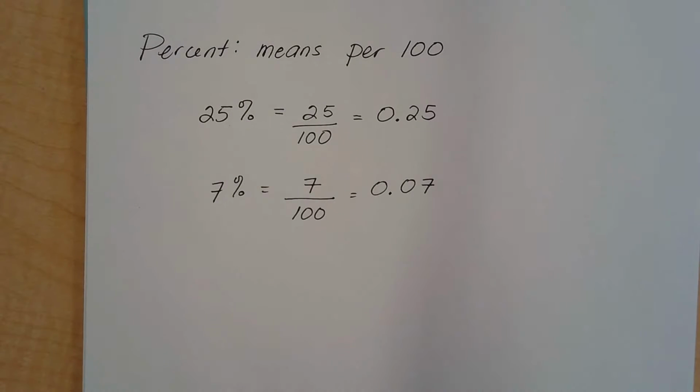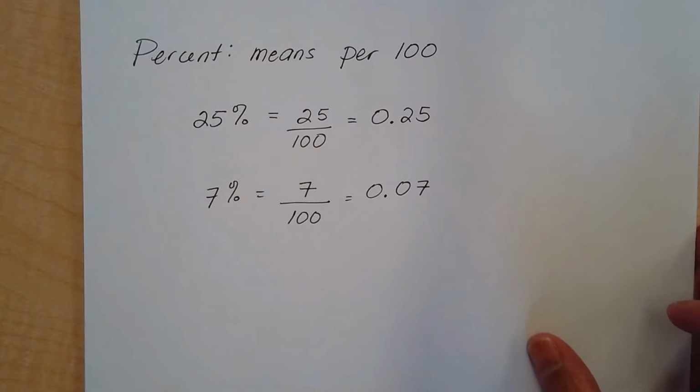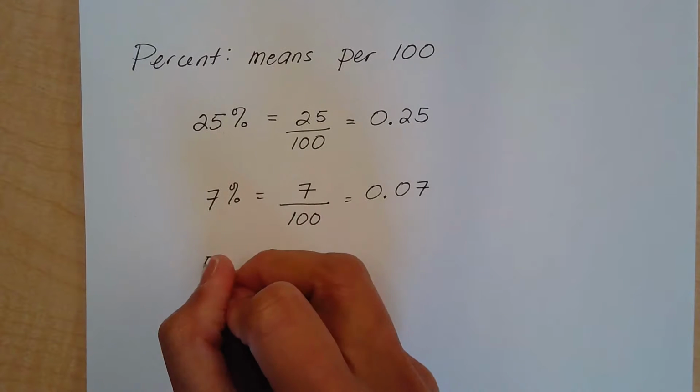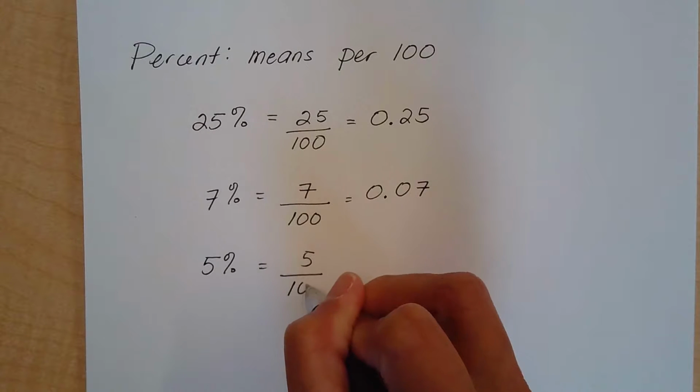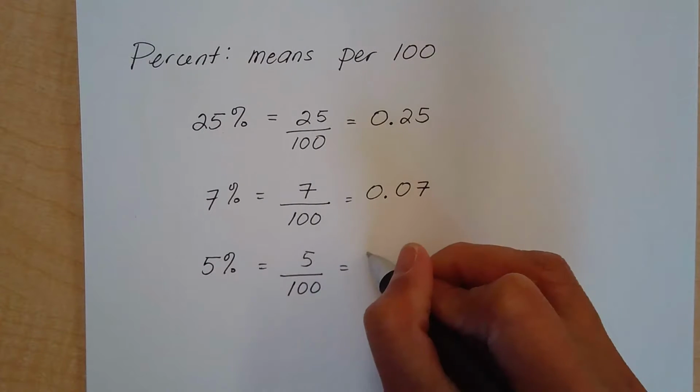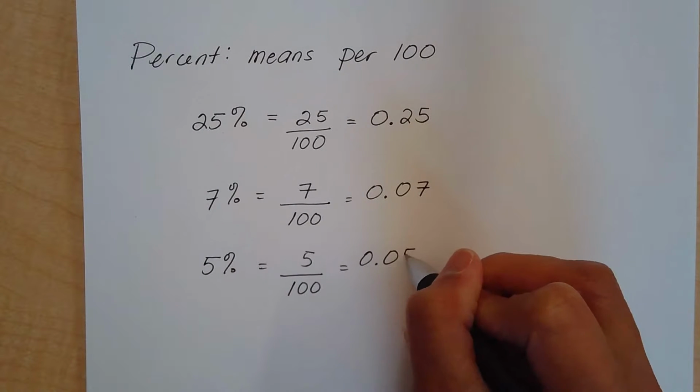Okay, so 25%. Now do 5%. How would you write 5%? 0.05, right? So 5% would be 0.05. So 5% means 5 over 100, divided by 100, so it's 0.05.